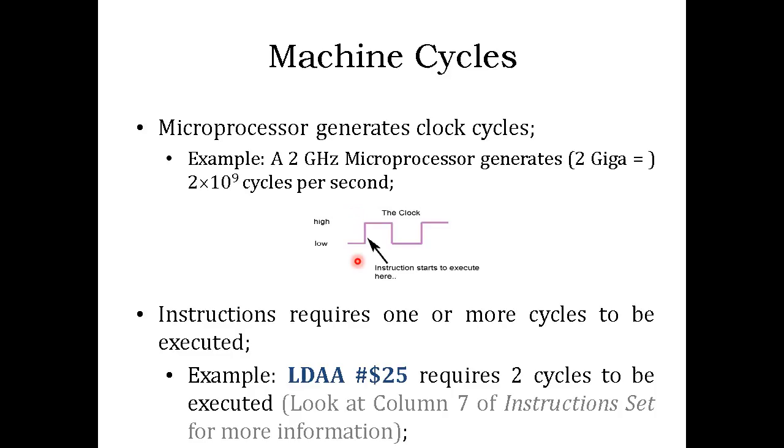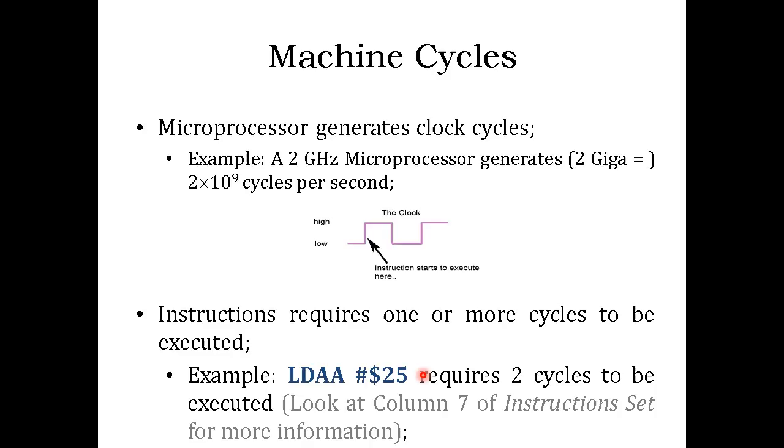In this lecture we'll learn how to calculate the machine cycles. Remember I just said that this instruction will take 2 cycles. How did I know it? I knew it from our instruction set. If you go to our instruction set, in column 7 you are given all the machine cycles for every single mode of the instruction.